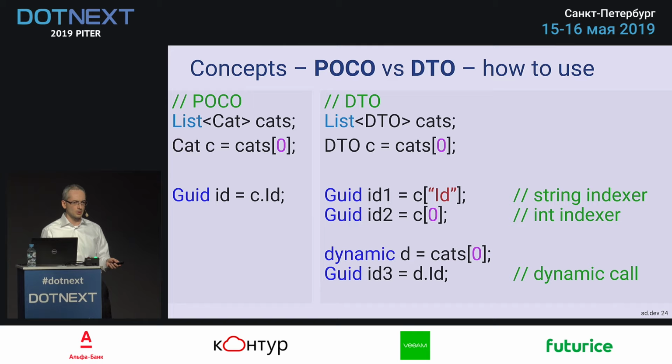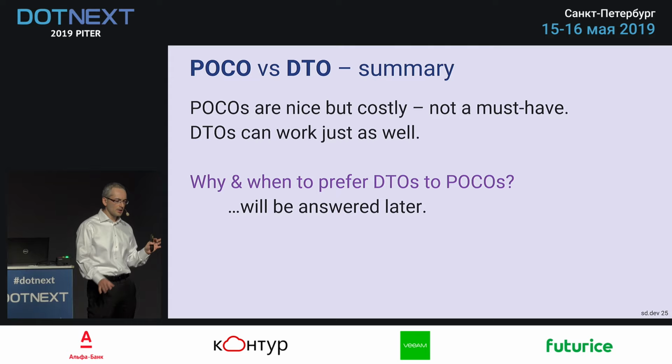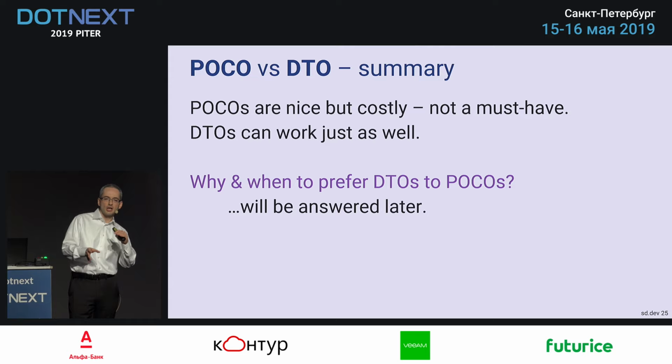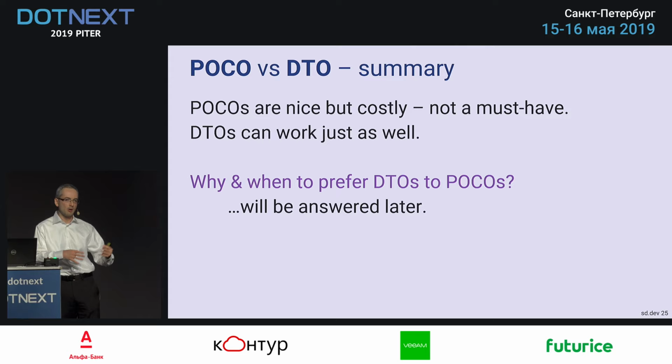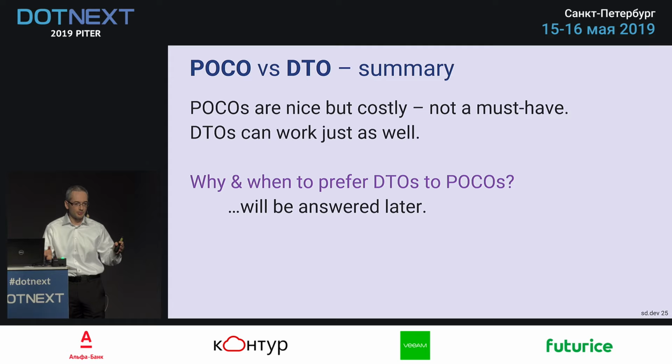So to summarize the POCO versus DTO, POCOs are nice, but they're costly, and they're definitely not a must-have. The reason why POCOs are costly is that the creation of this data array didn't go anywhere. When we were building our POCOs, the data array was created anyway, but on top of that, you also had to create an additional POCO object and then materialize every single property of that POCO object, which is expensive. So DTOs can work just as well.